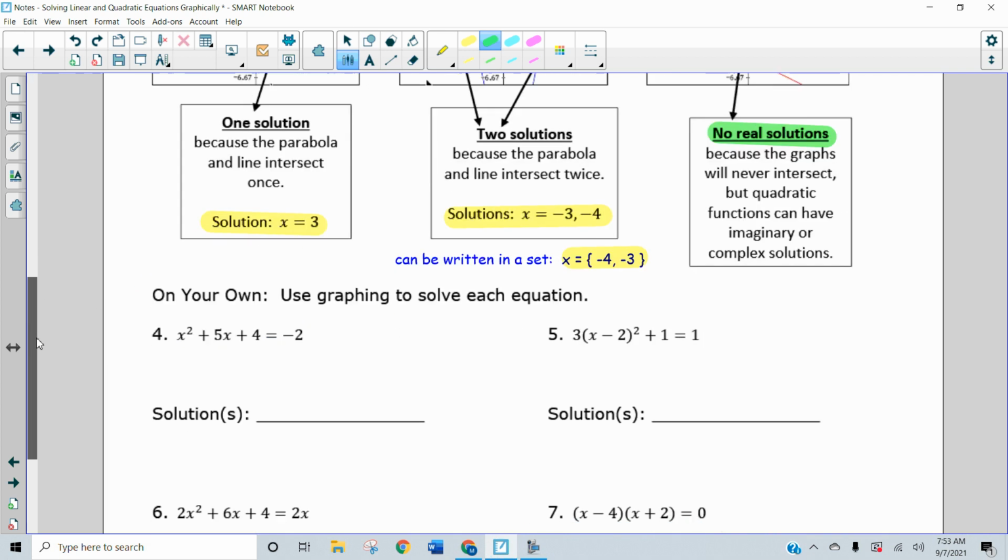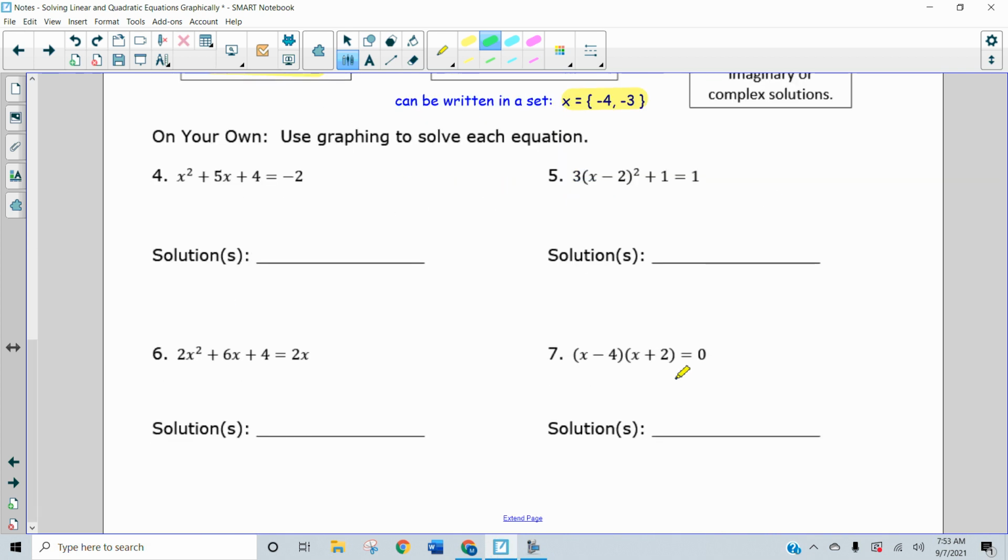All right, so yet again, down here at the bottom, 4, 5, 6, 7 would be ones I want you to do on your own. Show me you got it. And then you can move on to that practice assignment. And then if you need some help here, well, this is definitely where I can help you before you move on.